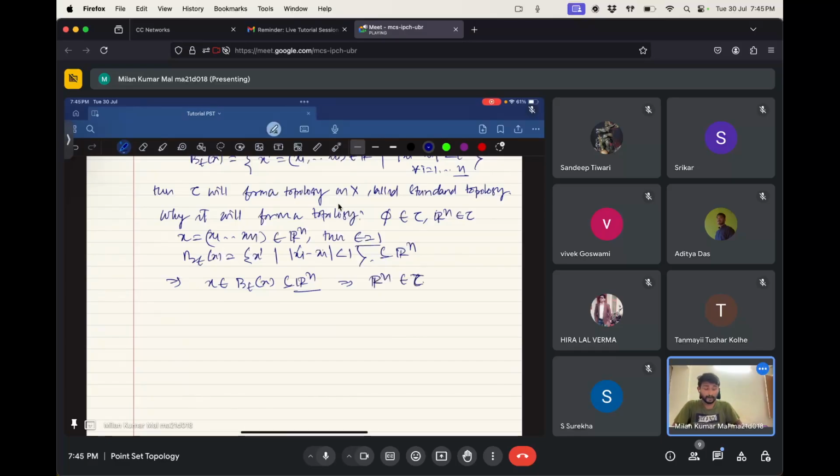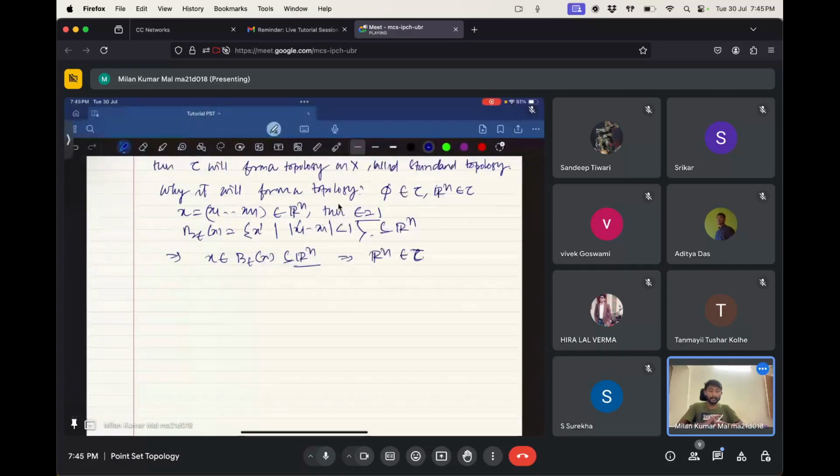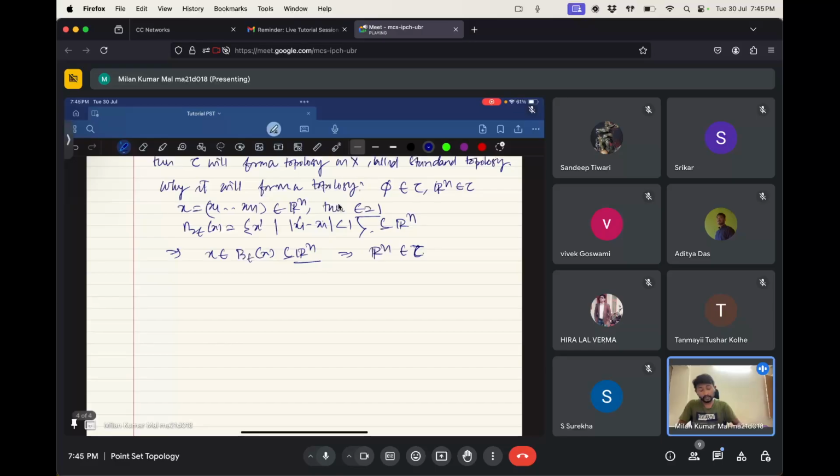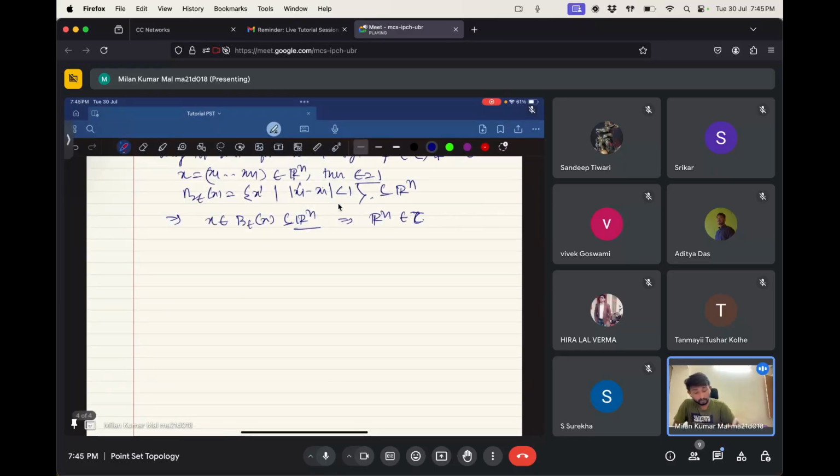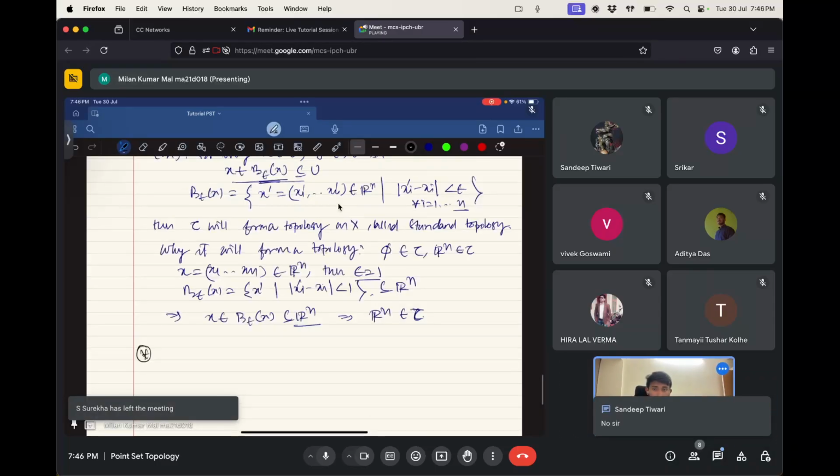Similarly, I can show the other two conditions: if I take a finite intersection, and if I take an arbitrary union, then we can do the same thing, just the same choice. Should I prove why this tau forms a topology, or can I leave it? Okay, I think I can leave it. Okay, I'm leaving it right now.